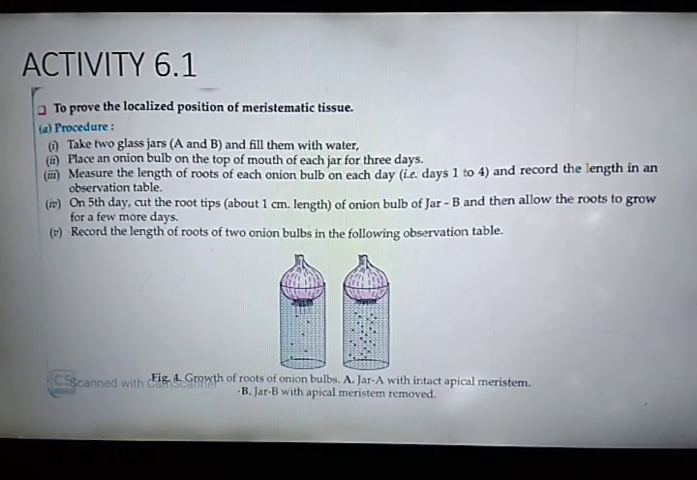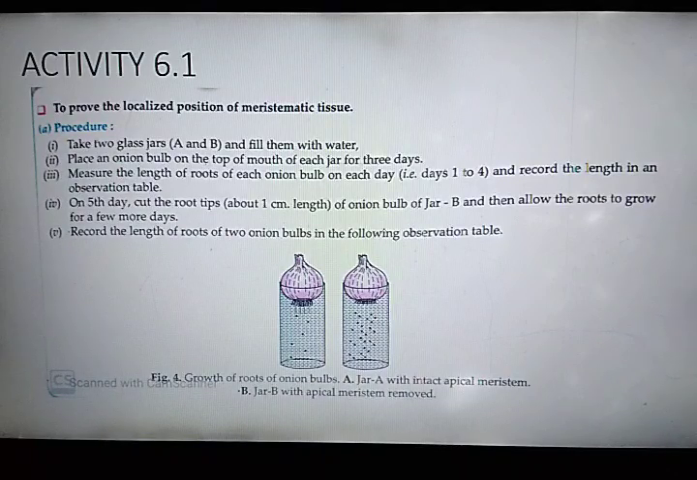And click a picture of the roots on the fourth day and the last day. Okay, so you have to perform this activity and you have to tell the changes you observed after 1 week.